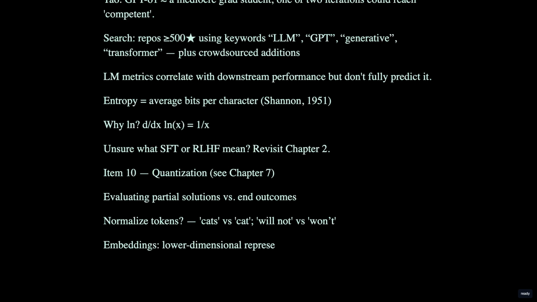A 10,000 element vector may sound large, but it's usually much smaller than the original raw data, for example, full token sequences or high-resolution images. An embedding compresses and organizes complex information into a compact vector space that preserves useful relationships, making similarity search, clustering, and downstream learning far more tractable.